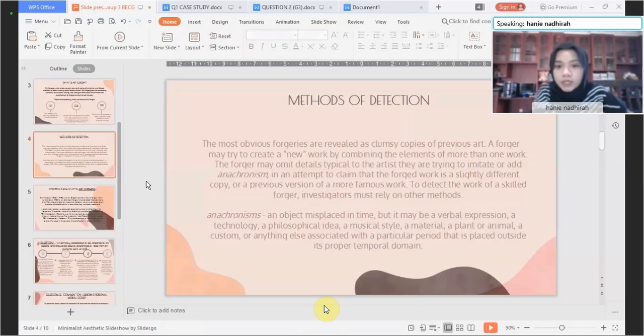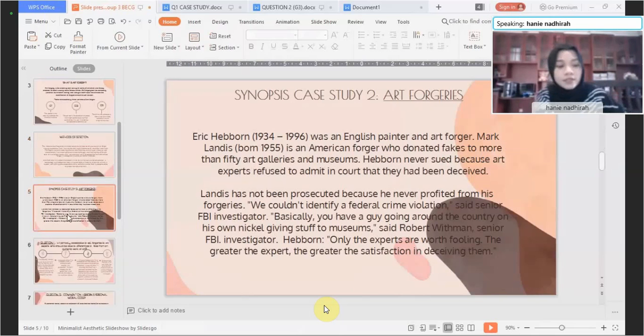Anachronism is an object misplaced in time, but it may be a verbal expression, a technology, a philosophical idea, a musical style, a material, a plant or animal, a costume, or anything else associated with a particular period that is placed outside its proper temporal domain. The next presenter, I would like to invite the member.